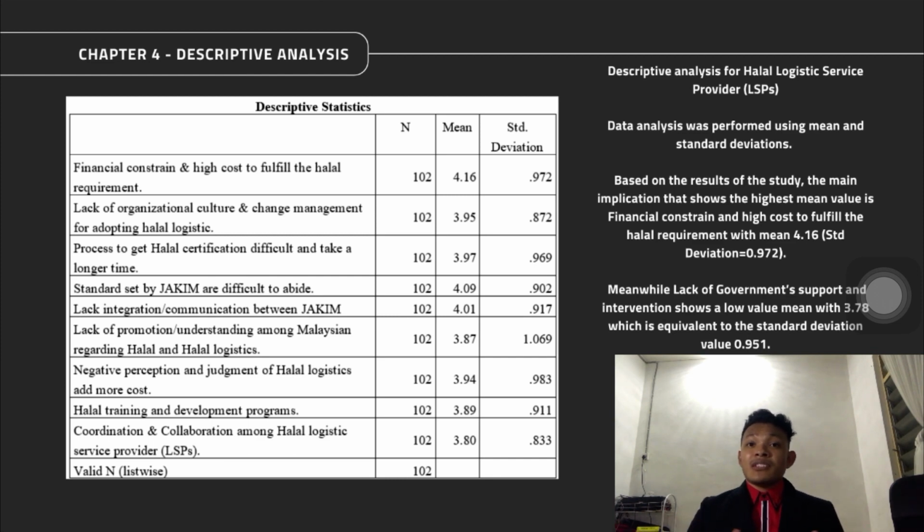For the last descriptive analysis is for halal logistics service provider. Data analysis was performed using mean and standard deviation. Based on the result of the study, the main implication that shows the highest mean value is financial constraint and high cost to fulfill the halal requirement, with mean value unclear and standard deviation 0.972. Meanwhile, lack of government support and intervention shows a low mean value with 3.78, which is equivalent to the standard deviation value 0.955.